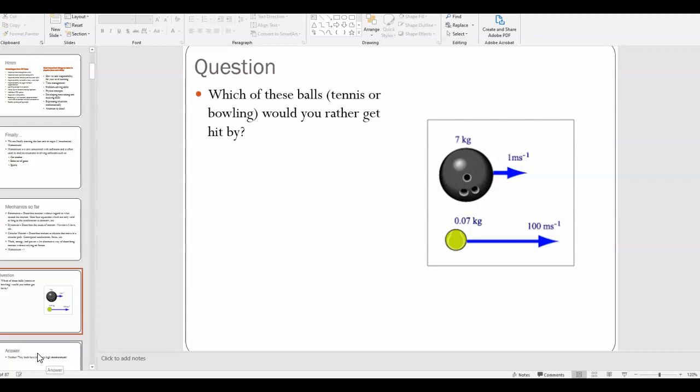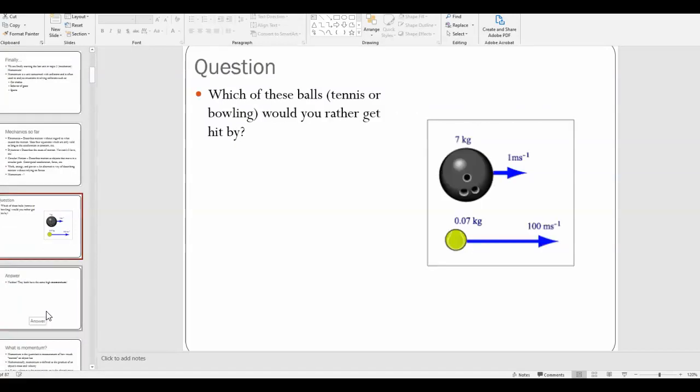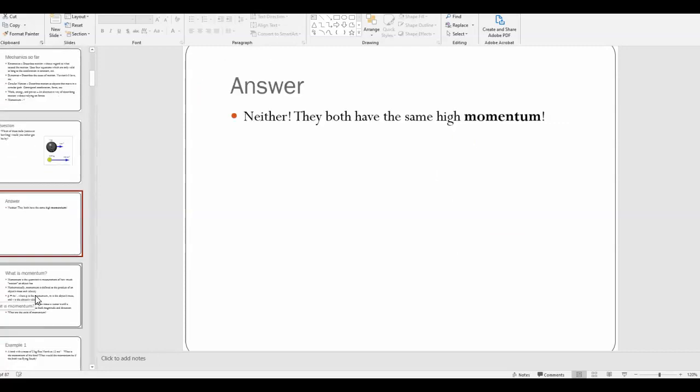Of course, it's kind of a facetious question, so I apologize if you spent a lot of time thinking about that. But the answer is neither one, because they both have a high momentum. Haha. And in fact, they actually have the same momentum, as we'll see in just a second. So you wouldn't want to get hit with either of these objects for sure.